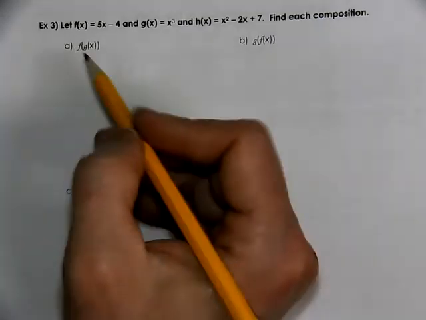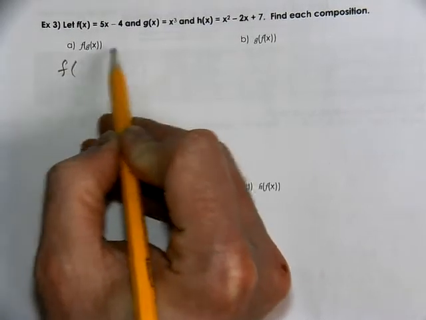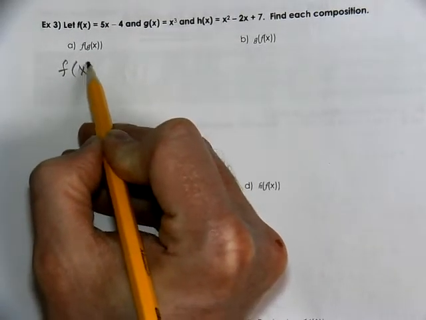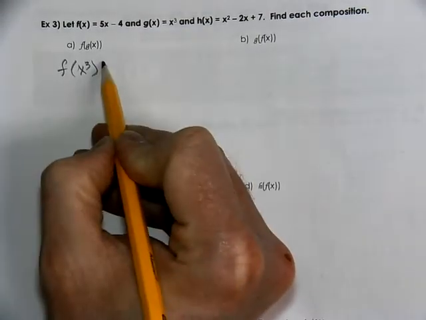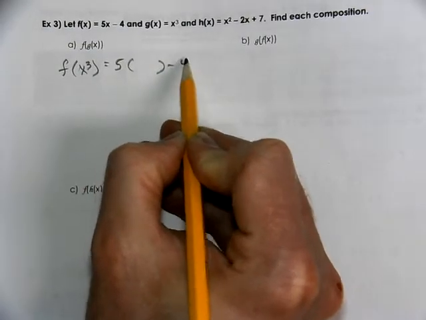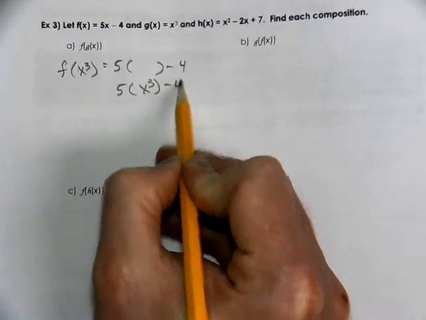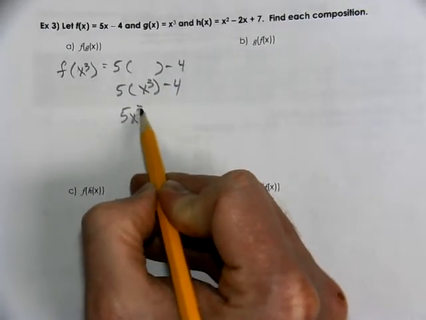So on our next page, it's just more practice problems, very similar to the homework. So we're looking at f of g of x. We take our f function and we're going to plug the g function in its spot. So that means the f function is 5 times something minus 4. This is going to be 5 times x cubed minus 4, which is known as 5x cubed minus 4.